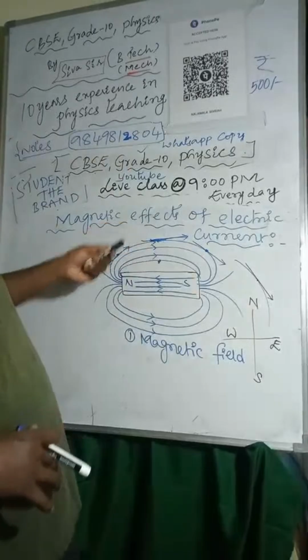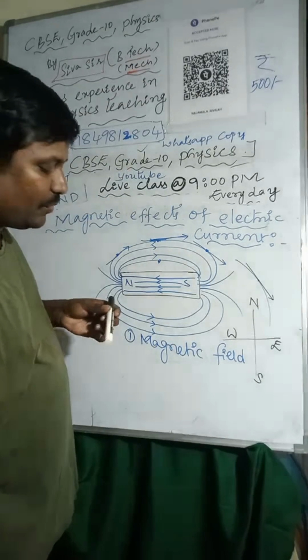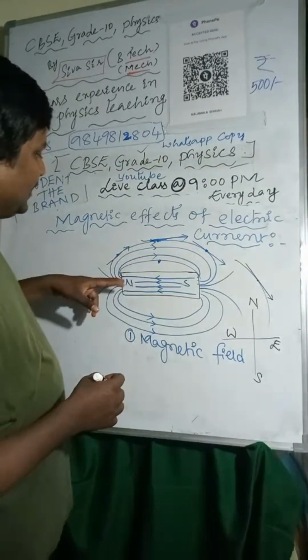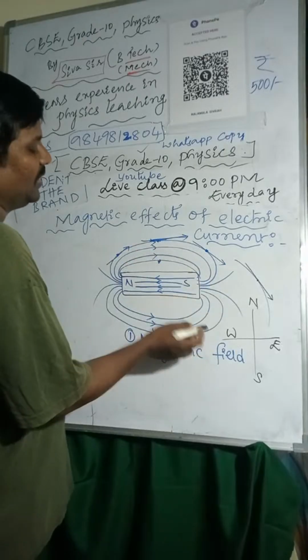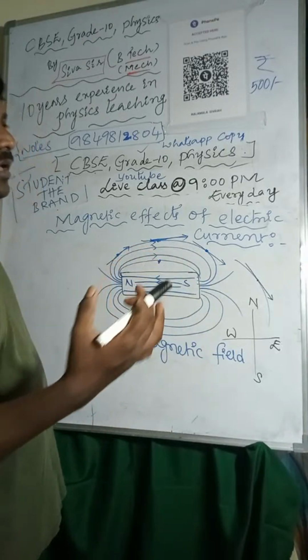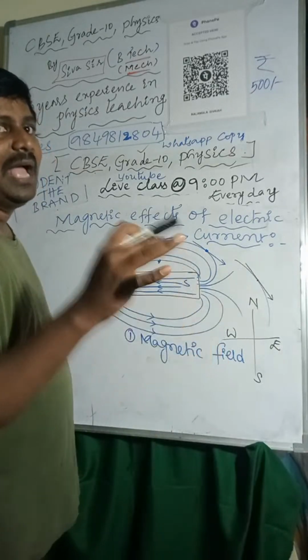So at this point, anywhere you consider, the magnetic force will be in the form of field lines. These are the field lines. So the field line direction will be north to south. There is one activity. This chapter is completely based on activity.